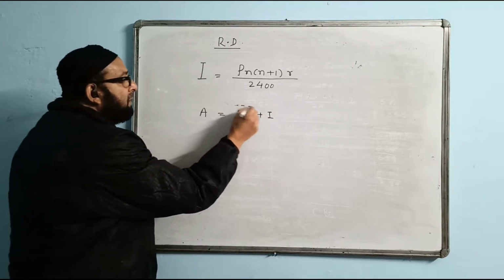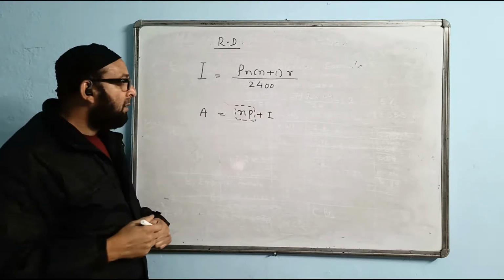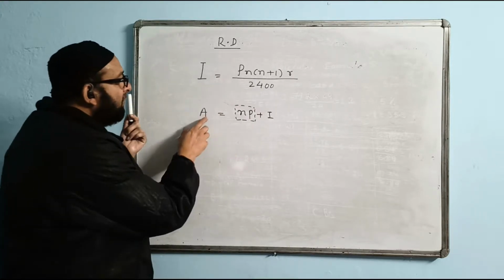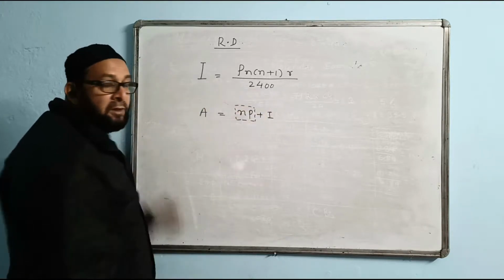This is the sum deposited. This is the actual sum of principal amount which the person deposits, and I is interest. That means the person will get at the end of the maturity time his own money plus interest.